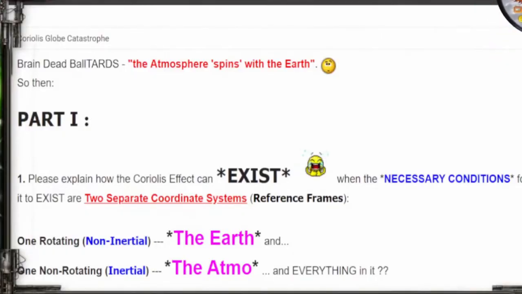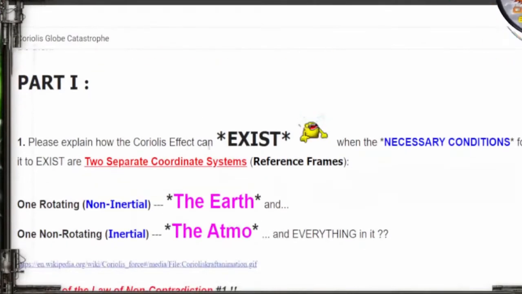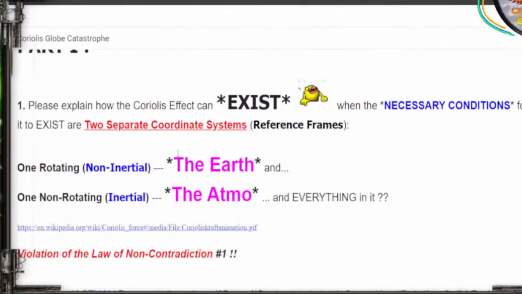Guys, I've seen this first part before. Just humor me. So then, like I said, part 1. Please explain how the Coriolis effect can exist when the necessary conditions for it to exist are 2 separate coordinate systems, that is, reference frames. One rotating non-inertial, the Earth, and one rotating inertial, the Atmo, and everything in it.